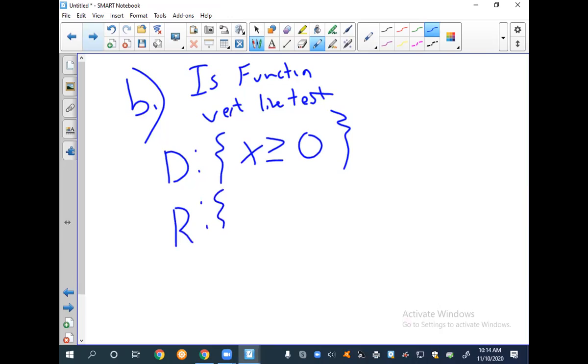Range. What's the smallest y on that sucker? I would agree it's 1. Would anybody disagree that it's 1? And how high does it go? Is it ever going to stop rising? Never, ever, ever. So the y's are all y's bigger than 1. Boom, final answer. Be done.